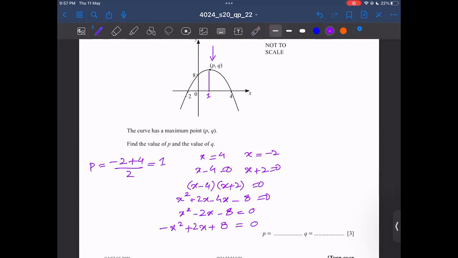Whole equation with the minus sign. Minus multiplied by x square is minus x square, minus multiplied by -2x becomes plus 2x, minus multiplied by -8 becomes plus 8. Now if I put the value, we get minus x square plus 2x plus 8 is equal to y.